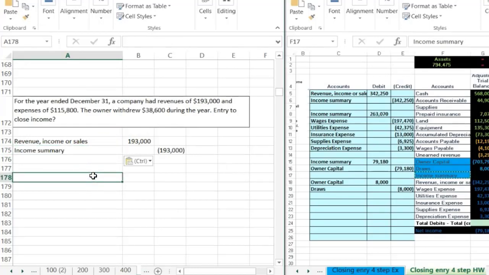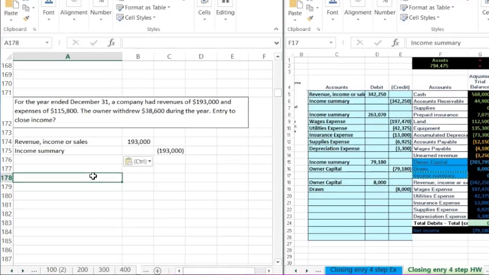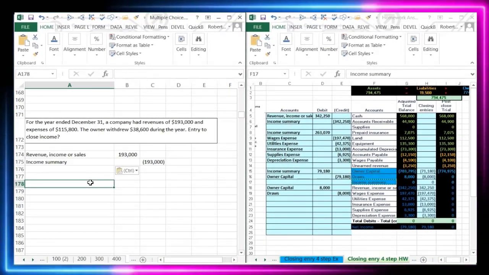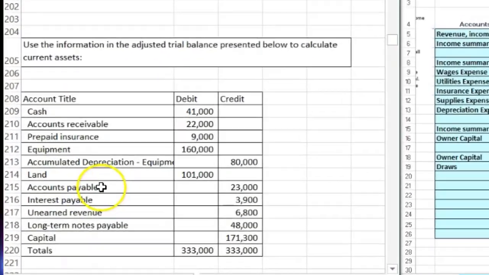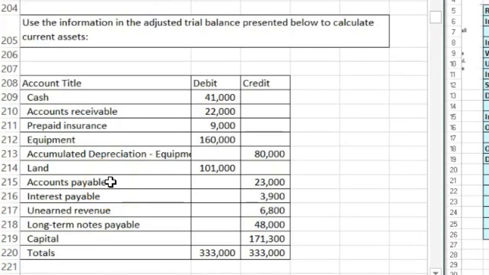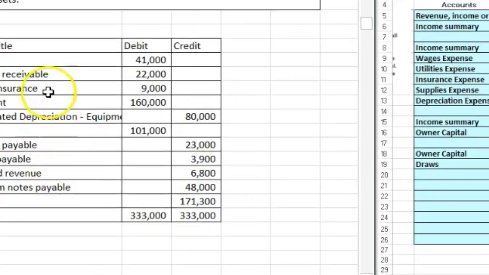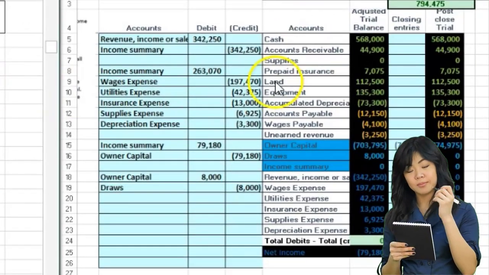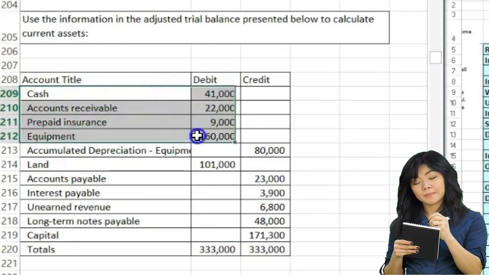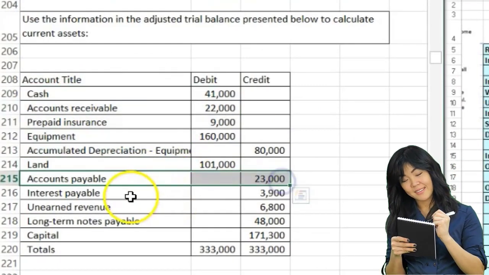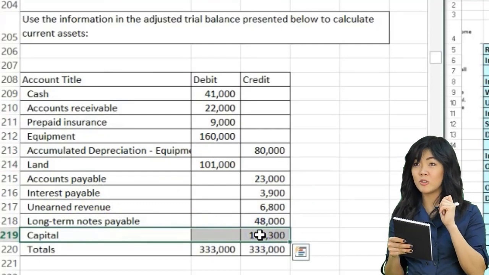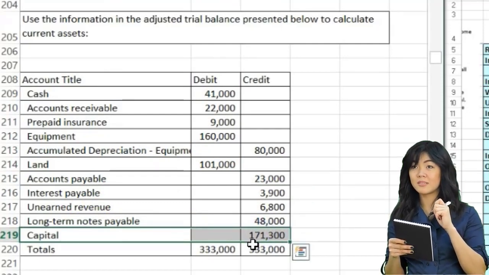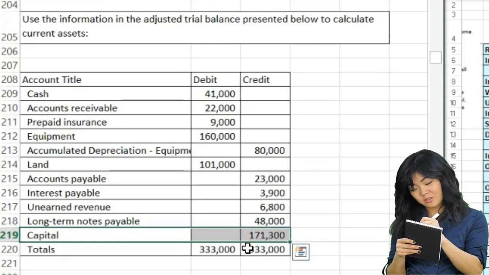They gave us more information to do more of the closing process, but the only thing they've asked us for, as is the case in many multiple choice questions, is that one piece of it. Next one, we have: use the information in the adjusted trial balance presented below to calculate current assets. So we have the adjusted trial balance, and it's going to be in order just like this adjusted trial balance, right? It's going to have assets and then liabilities and then equity down here and capital, and it's a post-closing trial balance. It's got no income and expenses. It stops at the equity section.